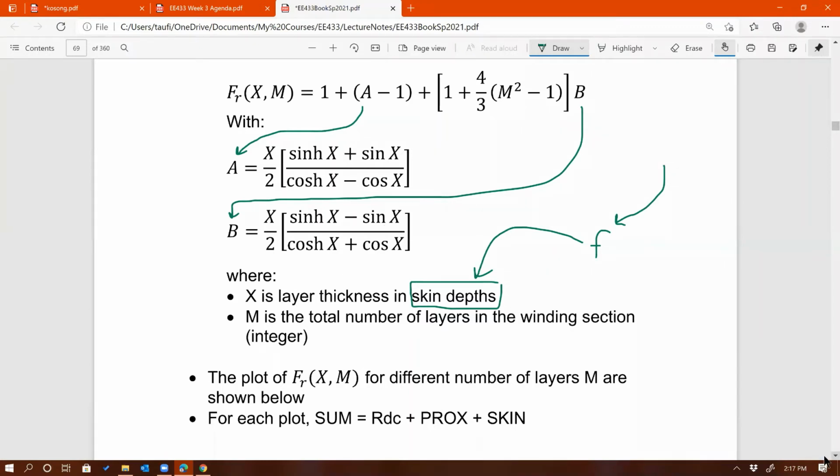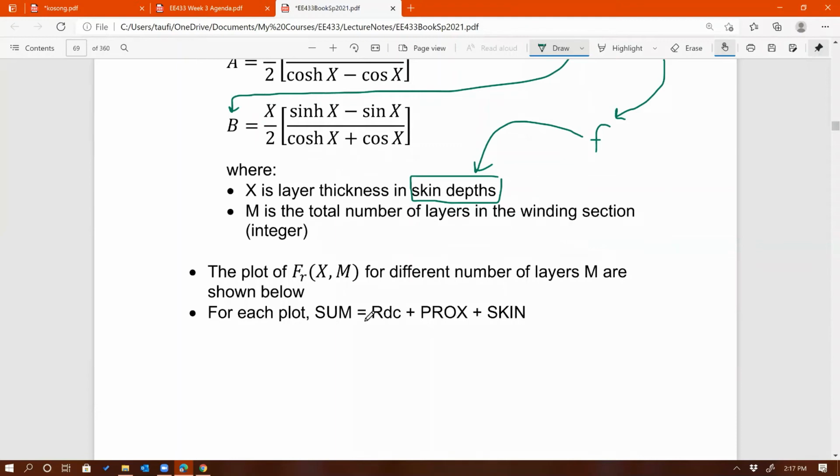So on the next page, we're going to see two examples, two graphs that show how we can apply these equations, okay? And in these graphs, we have different plots. One shows the sum, the others show the R_DC, the proximity resistance, and the resistance due to the skin effect. The sum by itself is equal to R_AC, basically. So keep in mind that the sum is equal to R_AC. So you're going to see four plots.